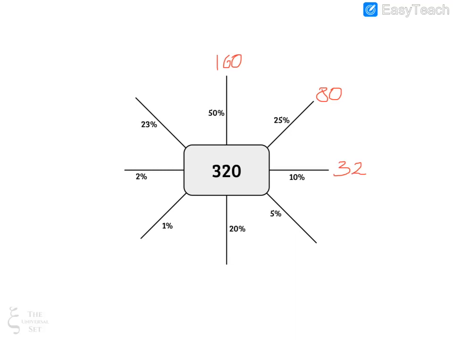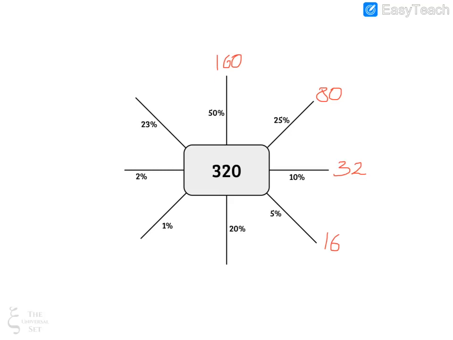Now, the next one we've got is 5%. How could I find 5%? I can think of a couple of ways, but probably the easiest way is, if I know what 10% is, 5% is going to be half as much, isn't it? So what is half of 32? I'm going to take this 32 and halve it. That's going to be 16. Okay, so that's our 5%.